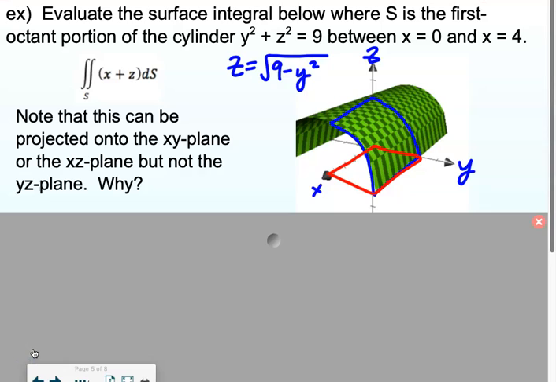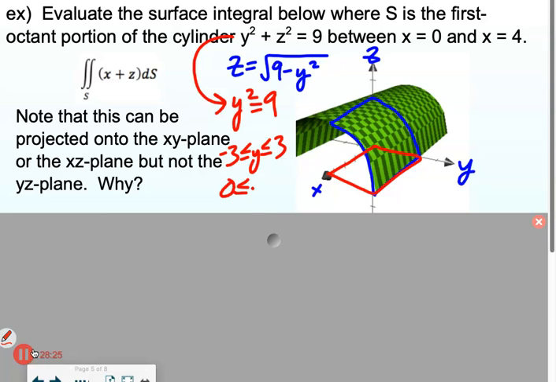So your limits: x is going 0 to 4, y is going 0 to 3. You get your y's by setting z equal to 0, and you get y squared equals 9. So y is bounded between -3 and 3, except we're in the first octant, which means y is just going from 0 to 3. Your x's are given, 0 to 4. The only other thing you have to do is convert your z in here to root 9 minus y squared, and you have to find some partials, right?